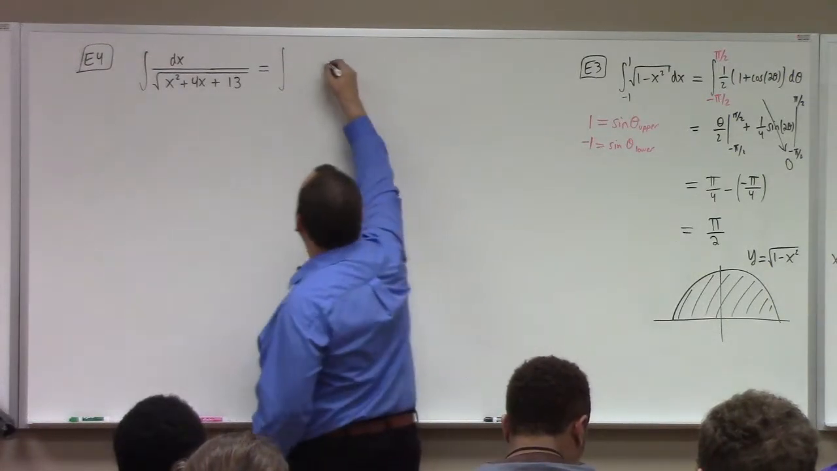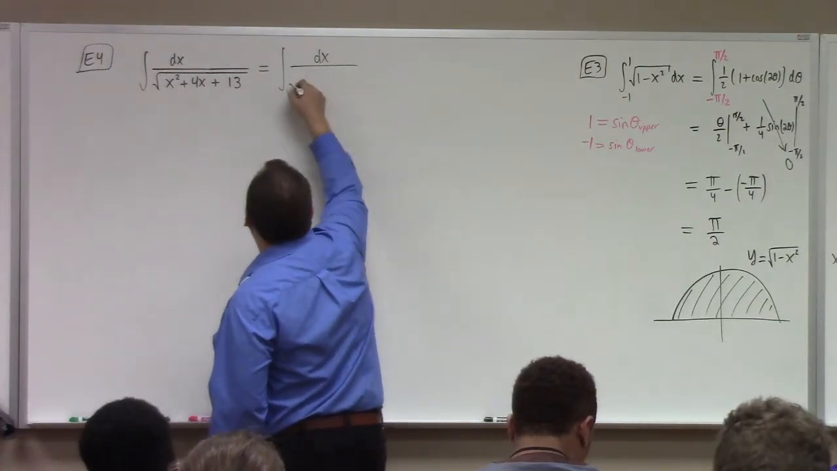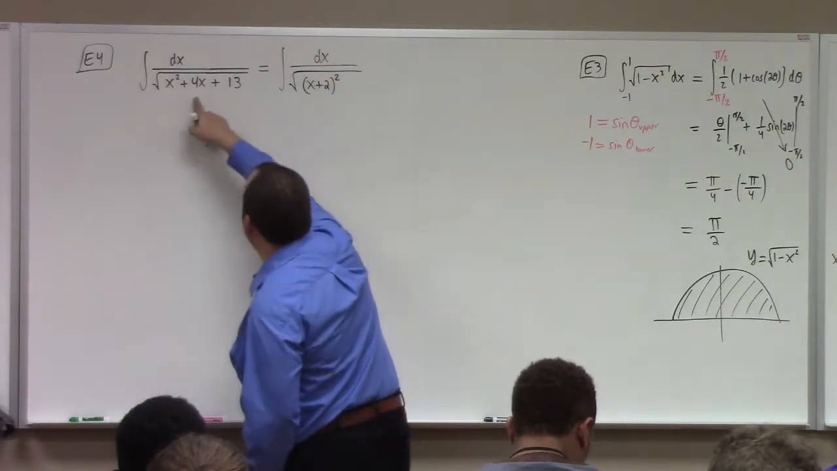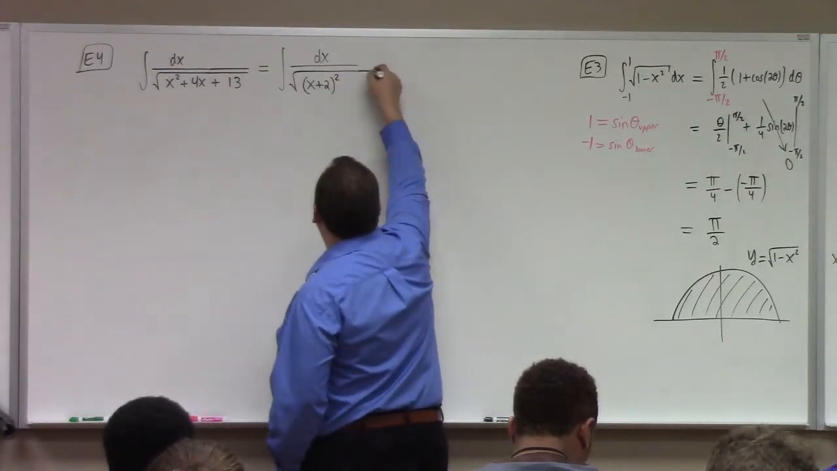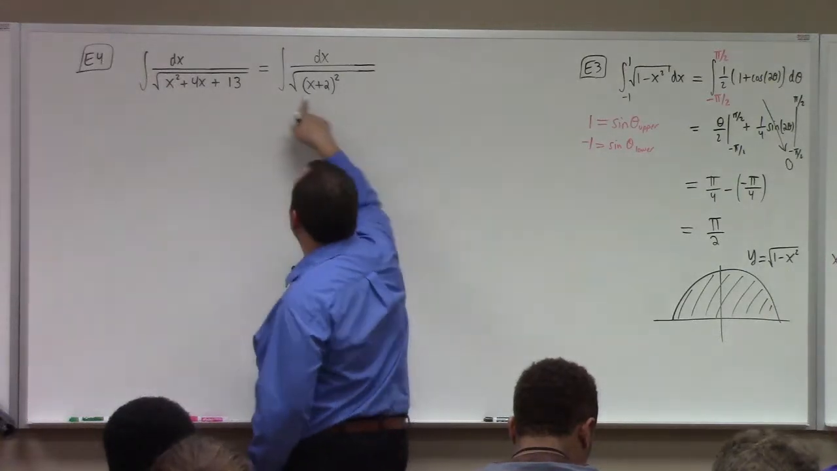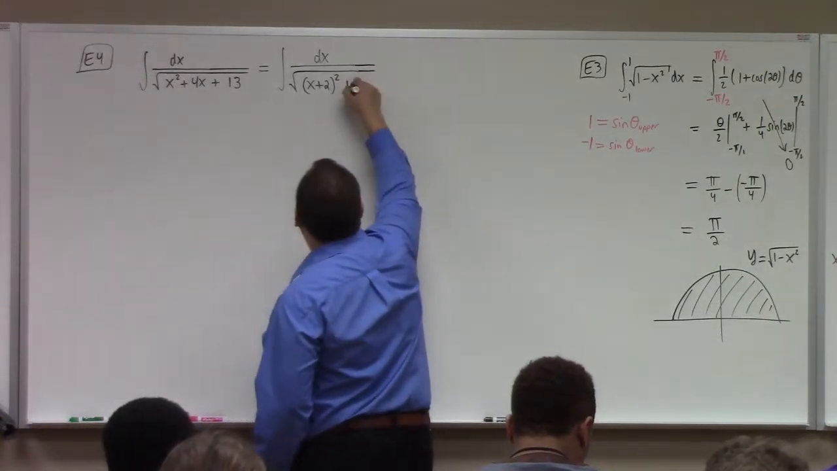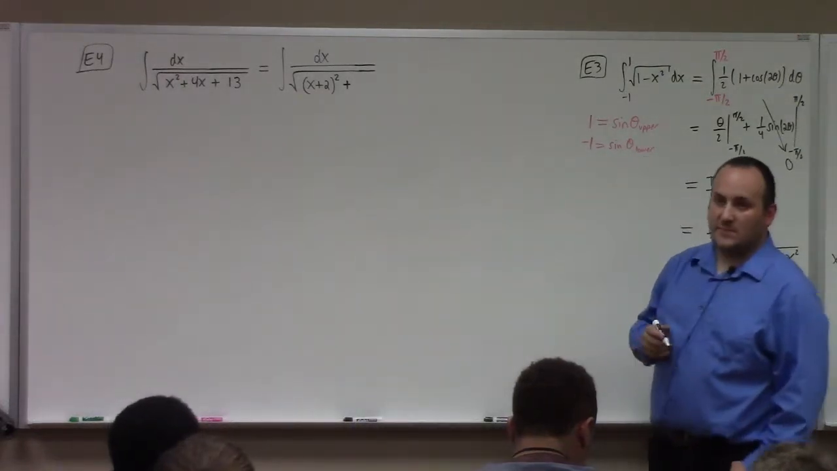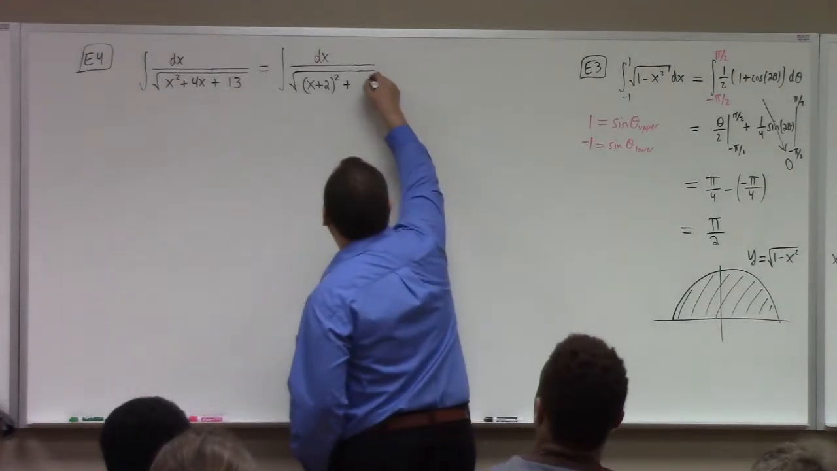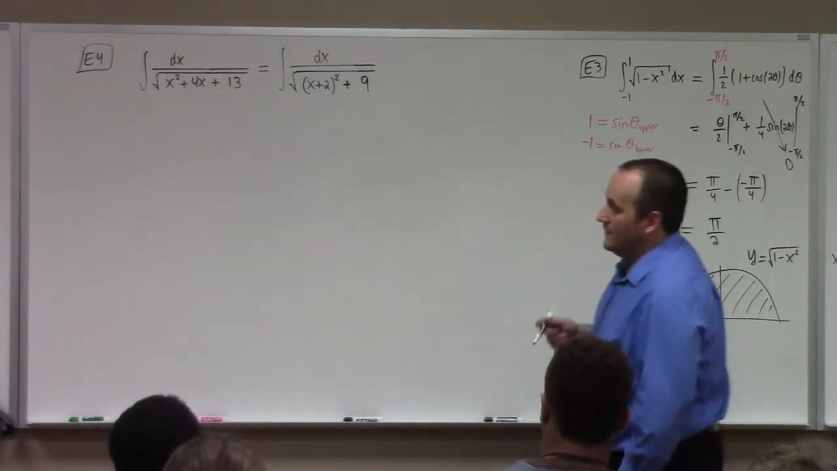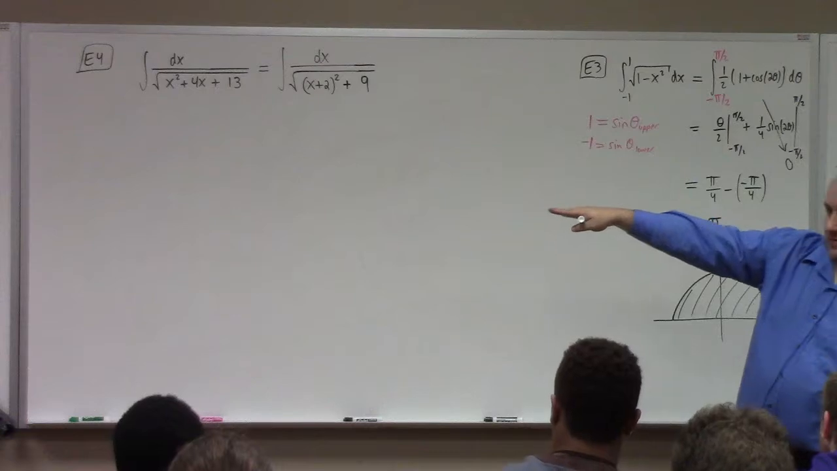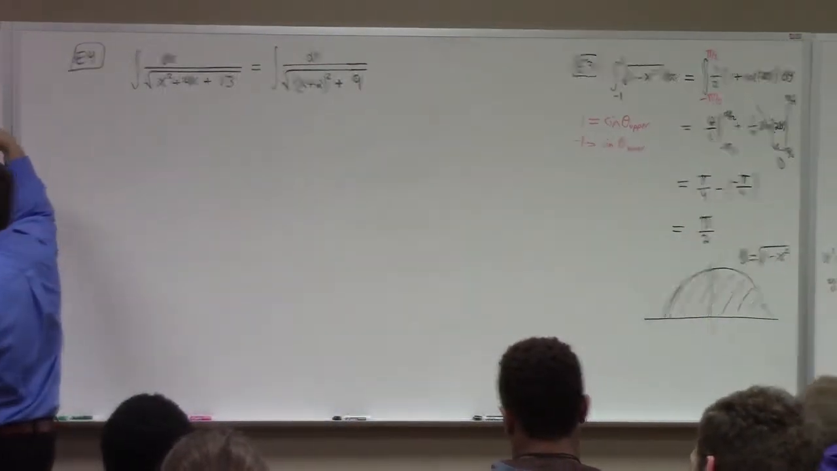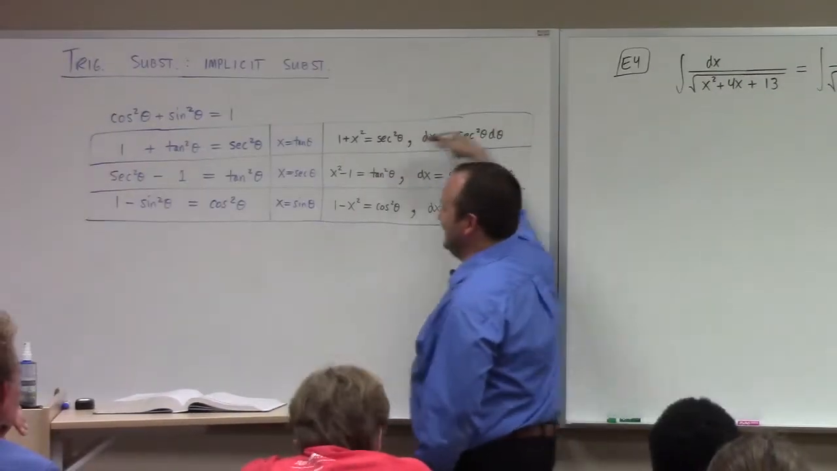So here's what we do. This is the square root of x plus 2 squared, right? And then what am I left over with? 4 plus what is 13? 9, right. So this is kind of like the third row. Oh, I'm sorry, I can't read. I need to put my glasses on. My apologies. It's kind of like the first row.